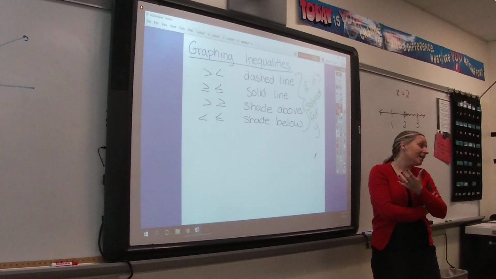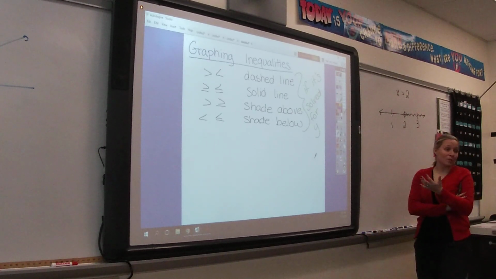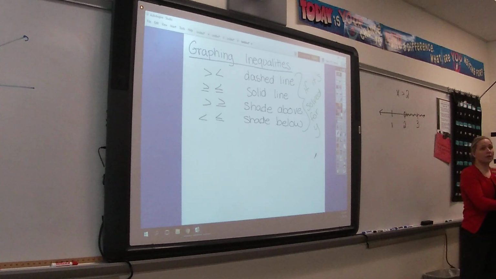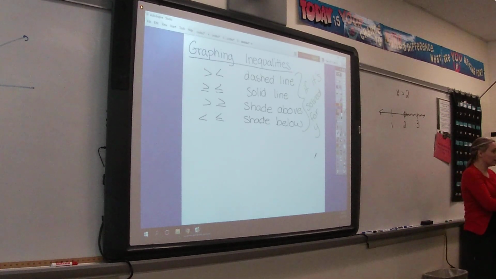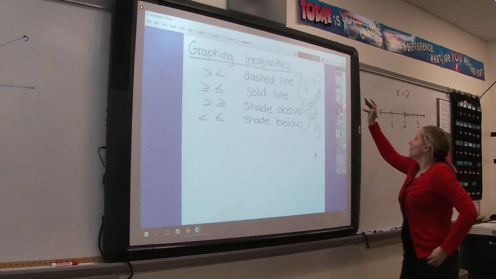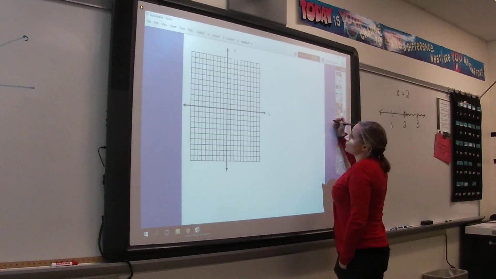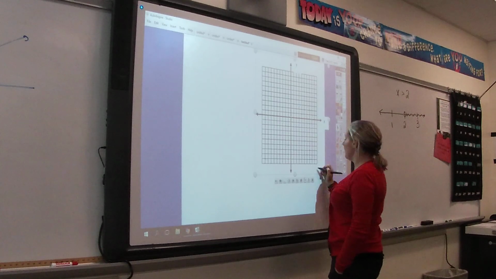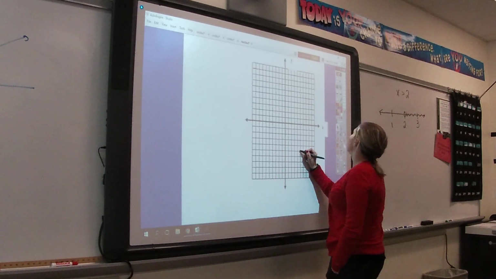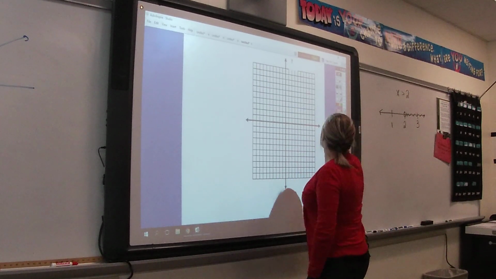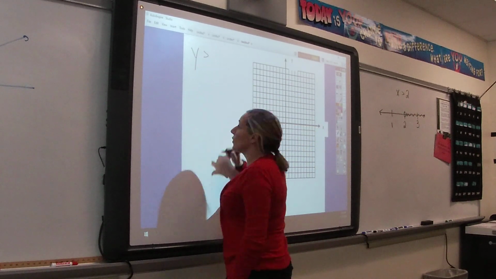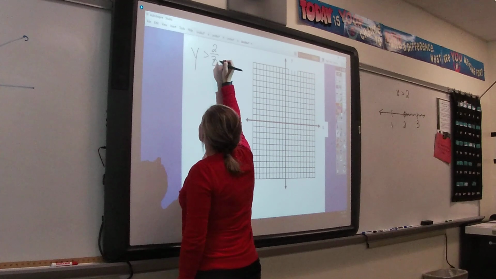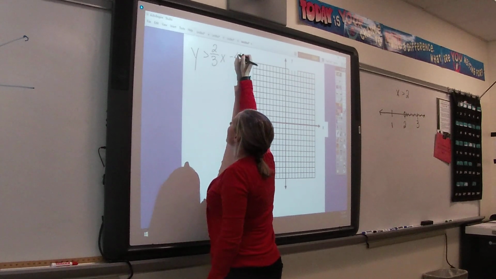Now, if we know this list, and we know how to graph in the y equals mx plus b form, everything else pretty much just falls in place today. Not a whole lot of new information after that. So let's say we want to graph the inequality y is greater than 2/3 x minus 4.